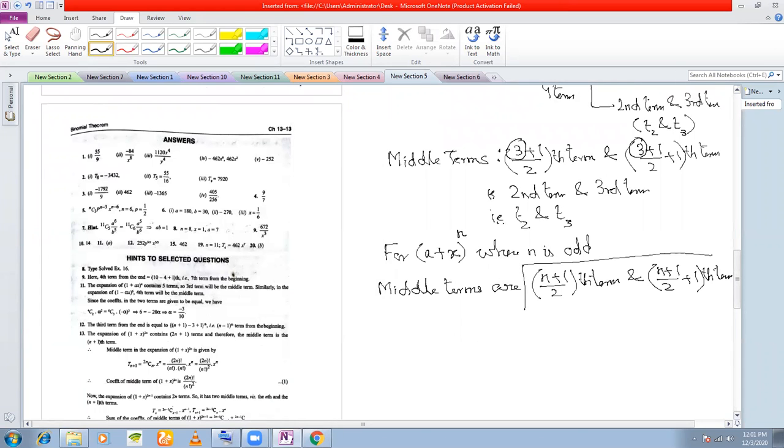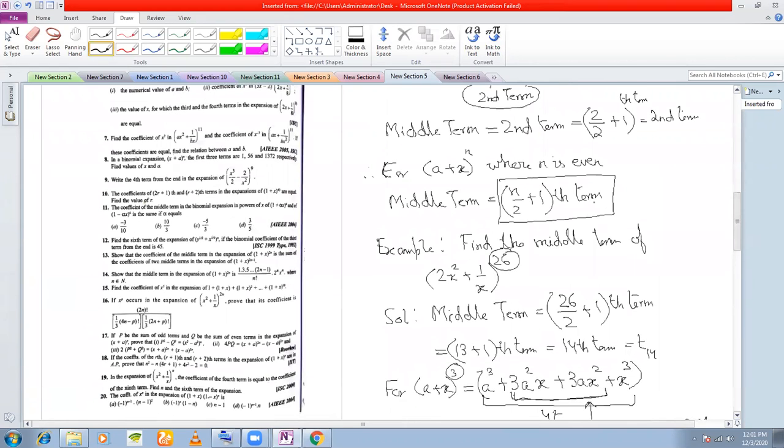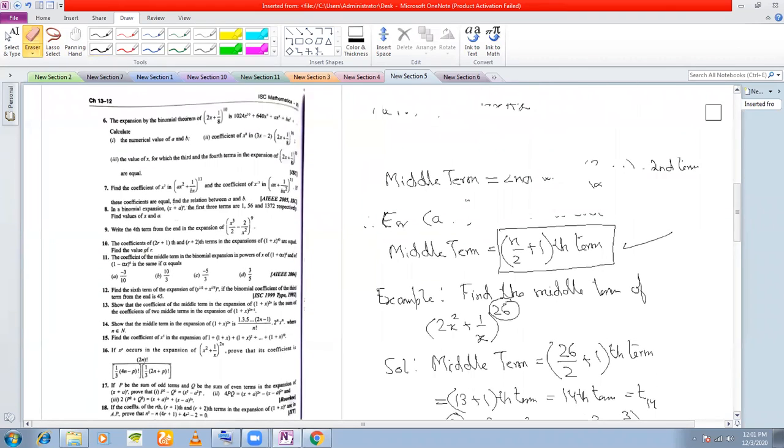For odd powers, the middle terms are the (n plus 1) by 2 th term and the (n plus 1) by 2 plus 1th term. And for even powers, the middle term is the n by 2 plus 1th term. So please remember these two formulas to find out the middle term. With the help of this, now we'll solve two problems of middle term.